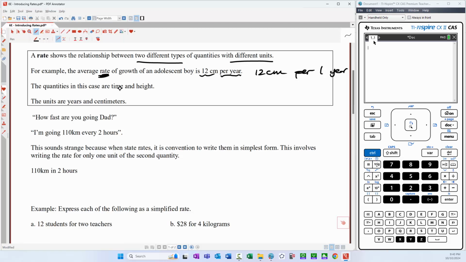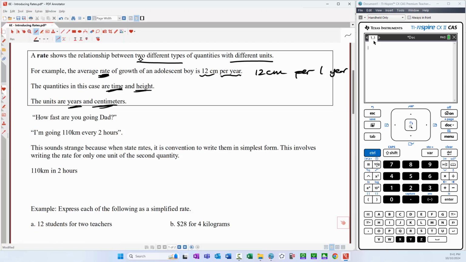Now the quantities in this case are time and height. The unit we measure time in, in this case, is years. We could do months if we wanted, but that would be a different rate, a growth rate per month. And we're using centimeters to measure height. We could measure it in kilometers, but that would be a little bit weird, wouldn't it?